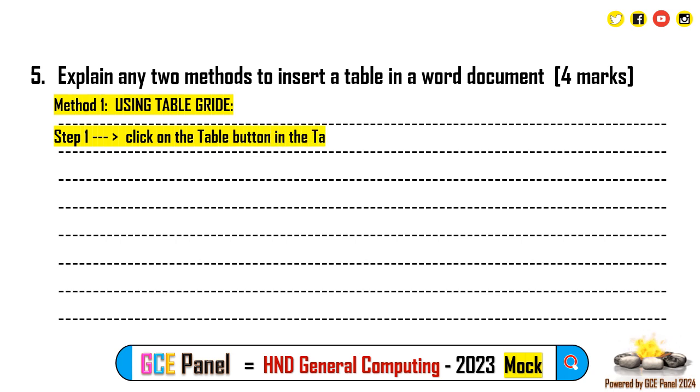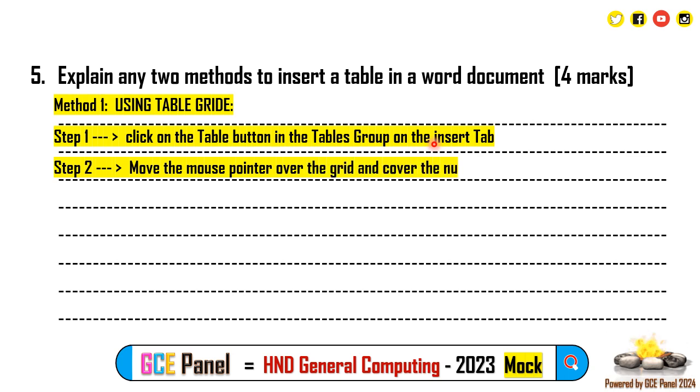To use a table grid, you go to the table button on the table group in the Insert tab. So go to Insert, then move to Table, okay? Then move the mouse pointer over the grid and cover the number of rows and columns you need. As you're moving over the grid, it shows the number of rows and columns. When you get to the point where you want to end, you just click, okay?